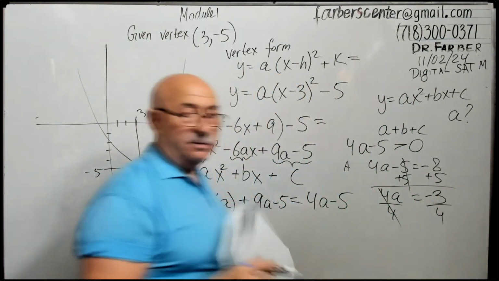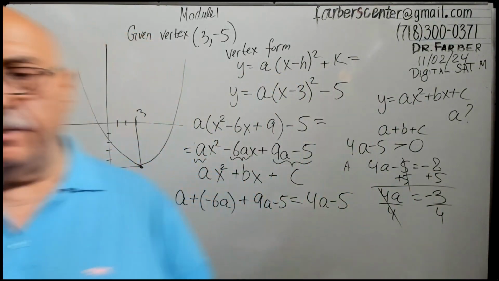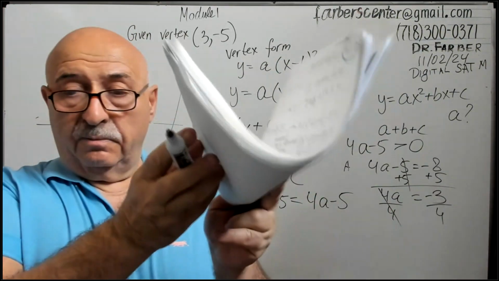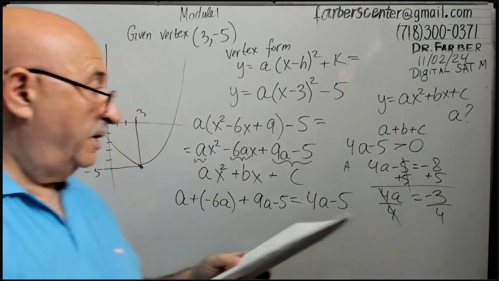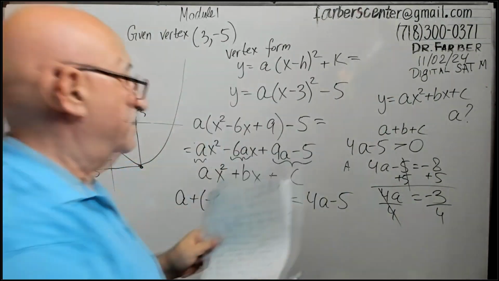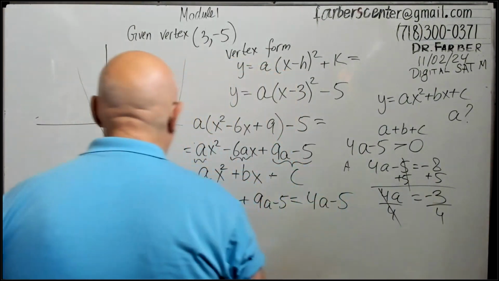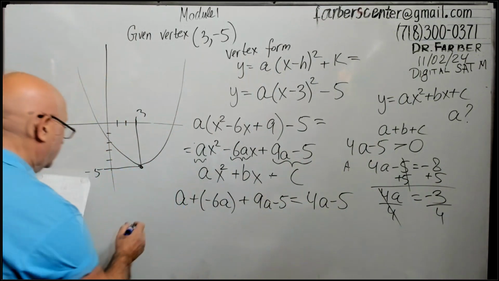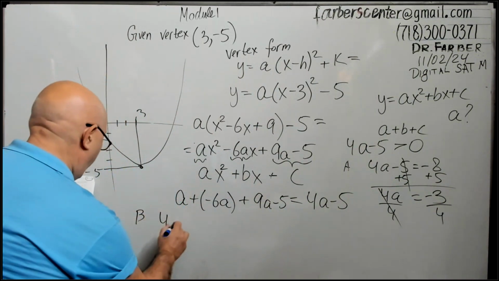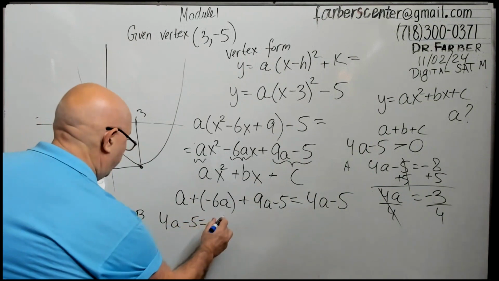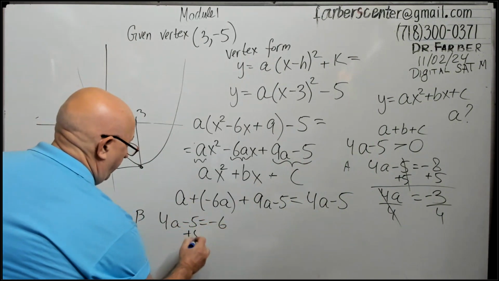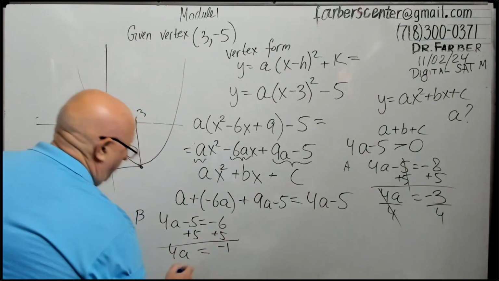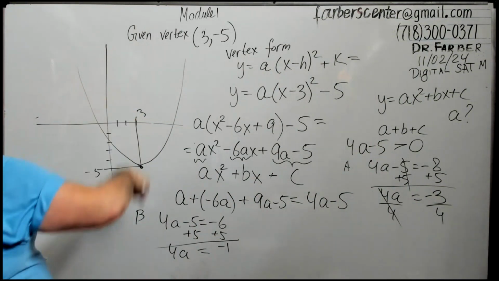Is it possible, students? Is it possible? Parabola goes upward. And A is negative, it's supposed to go downward, garbage. You can, the same way, check any values. For instance, I check over there. For instance, B. 4a minus 5 equals negative 6. Plus 5 and plus 5, and you have negative 1 for A. Obviously, A is negative, parabola is supposed to go downward. Does not work.